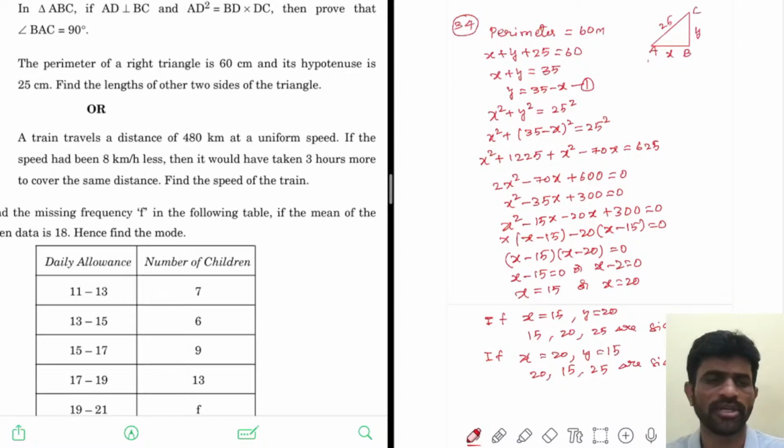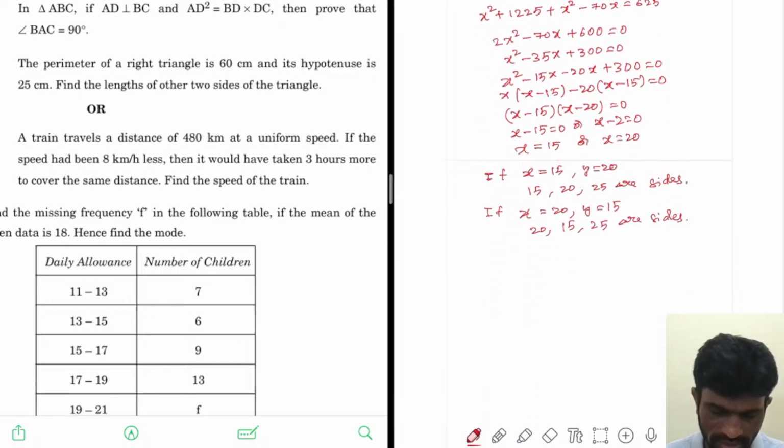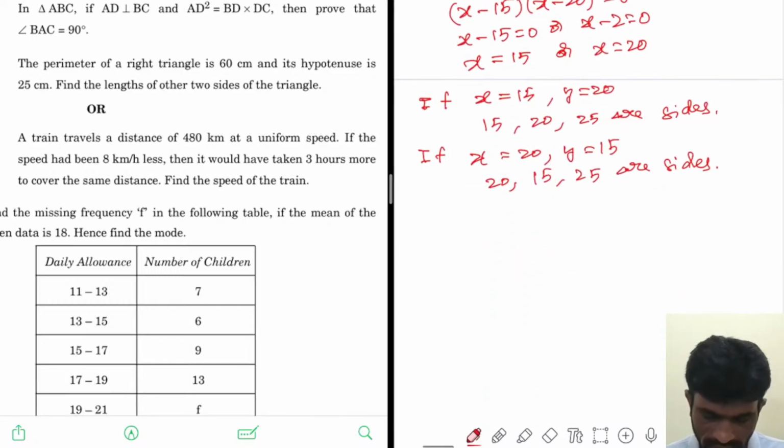So you may have questions based on right angle triangle like this. Now let's see another one. Internal choice question for this 34, internal choice question. It is train related, 34B.